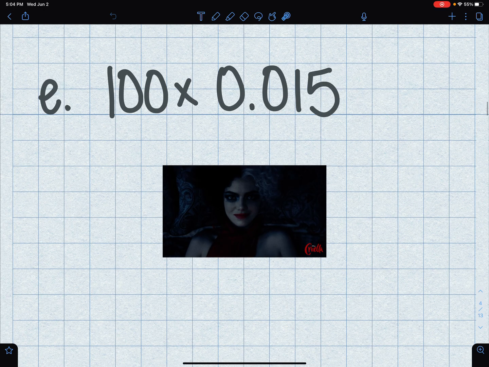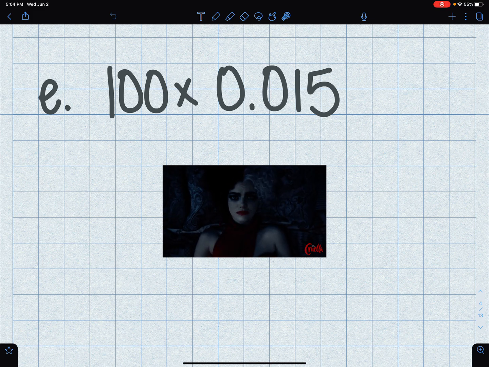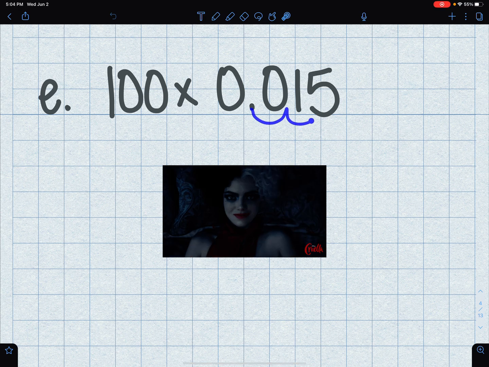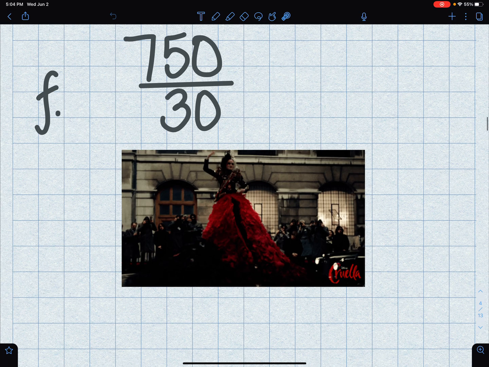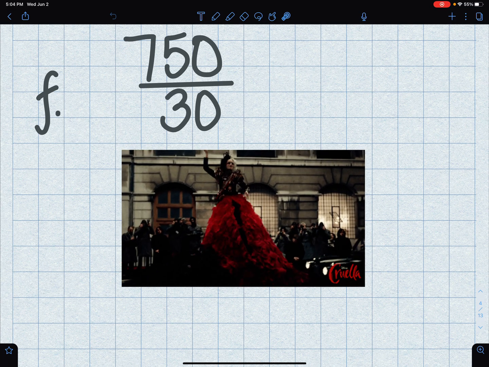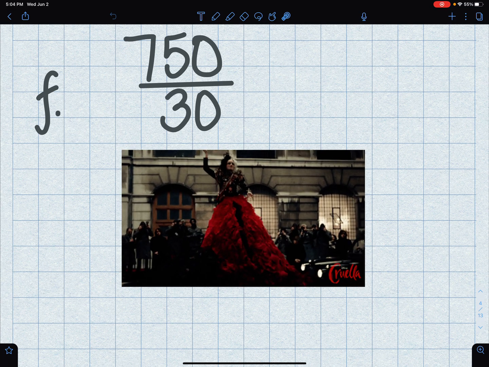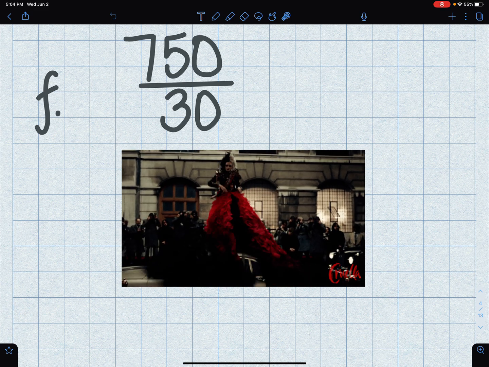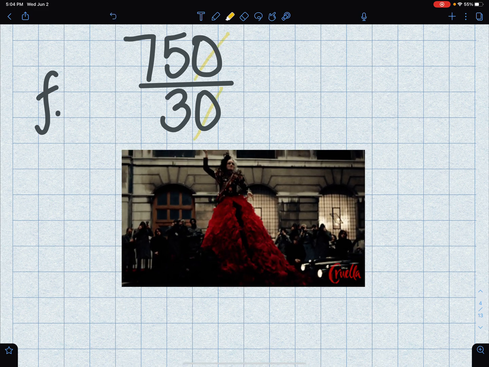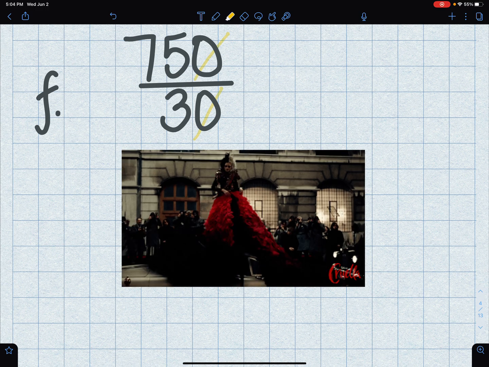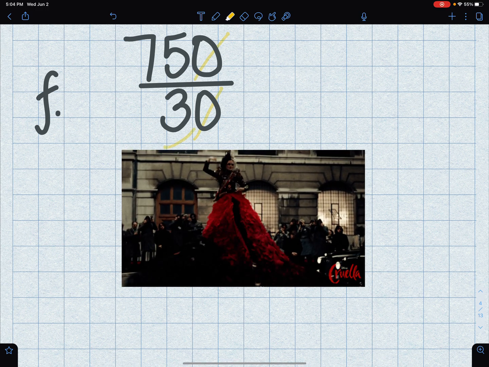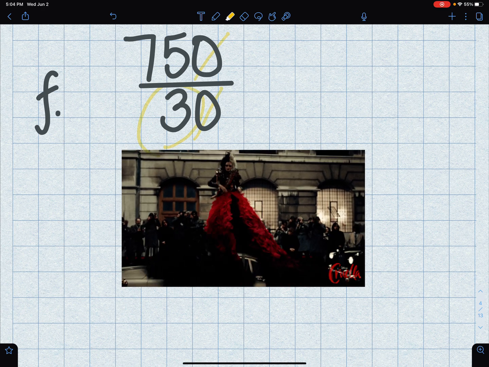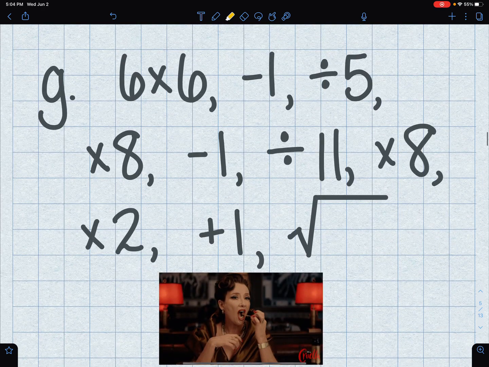E, what is 100 times 0.015? F, what is 750 divided by 30? I would get rid of those zeros, and then I would just think 75 divided by 3. Like if I have 75 cents, what 3 coins makes it even? All right, G is our long one.